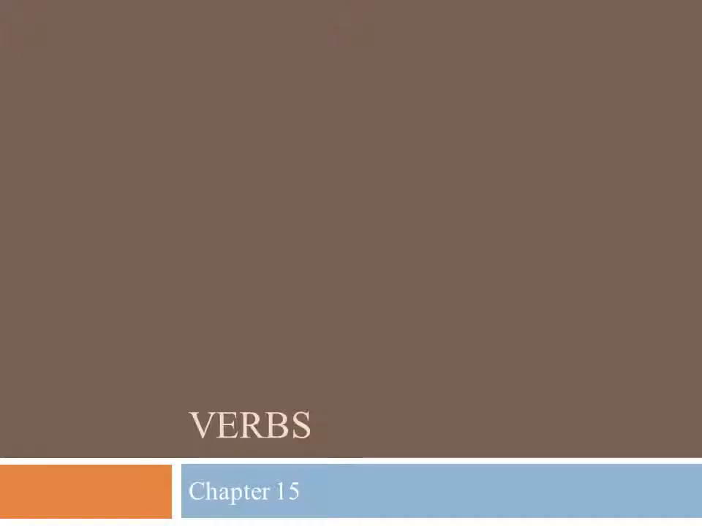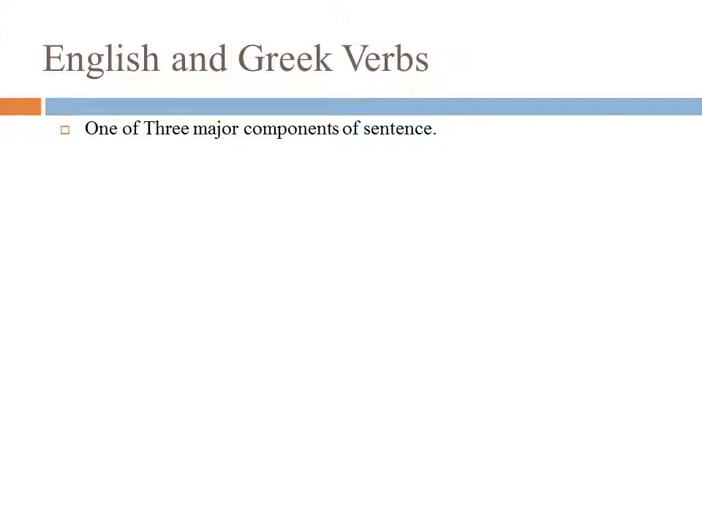Okay, we're finally going to get to verbs so we can actually form a real sentence. This is chapter 15. English and Greek verbs. In both cases, they are one of the three major components of a sentence. In English, the subject, the verb, and the object make up those components that make up a complete sentence. In Greek, we have the nominative, the verb, and the object is usually in the accusative case.